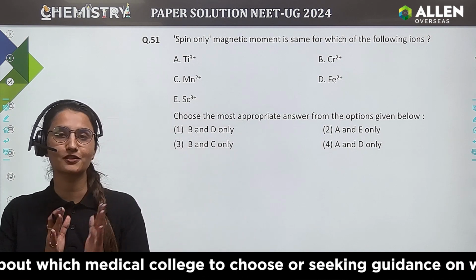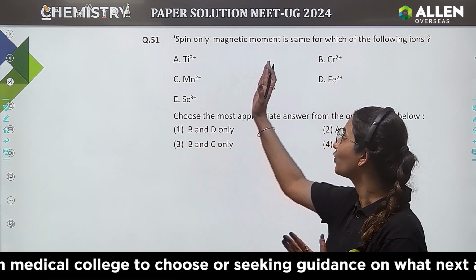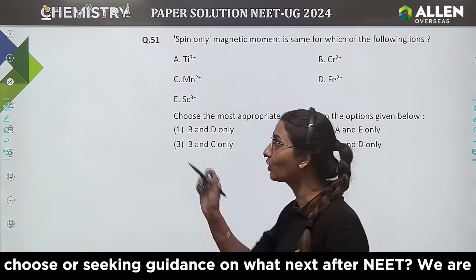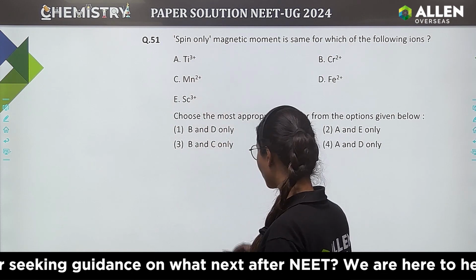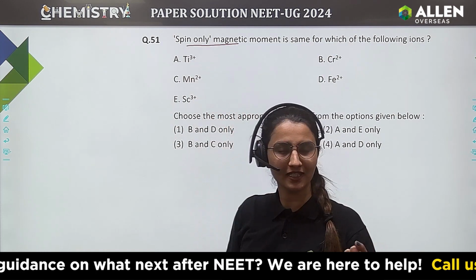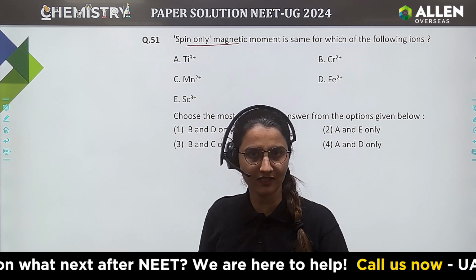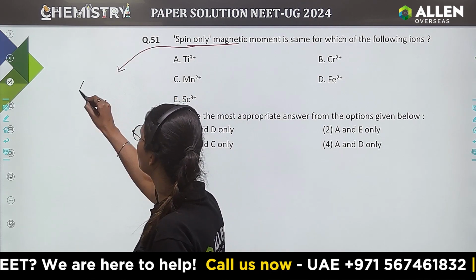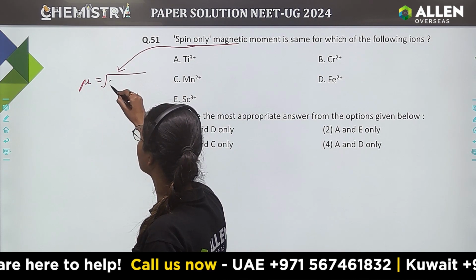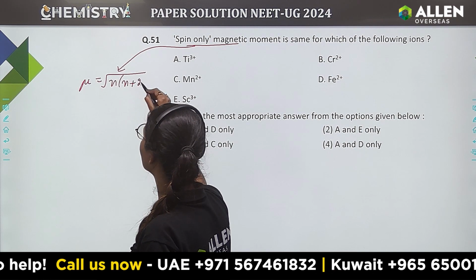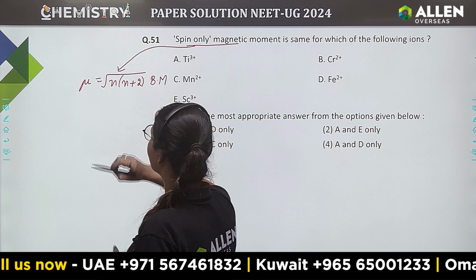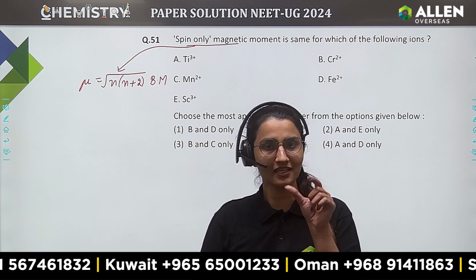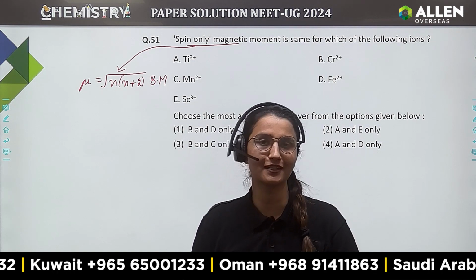So dear students, the first question which I'm taking up here is spin only magnetic moment for these transition metal ions. Now we know, students, what is spin only magnetic moment? It deals with the number of unpaired electrons, right? You know this. And what is the formula of spin only magnetic moment? It is under root n into n plus 2 BM, where mu denotes your magnetic moment. And students, what is n? N stands for number of unpaired electrons.